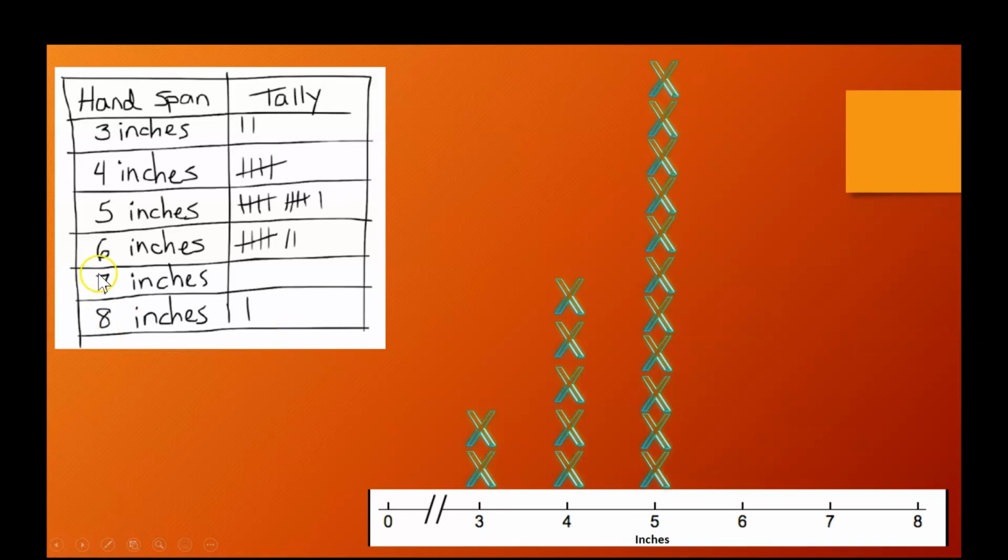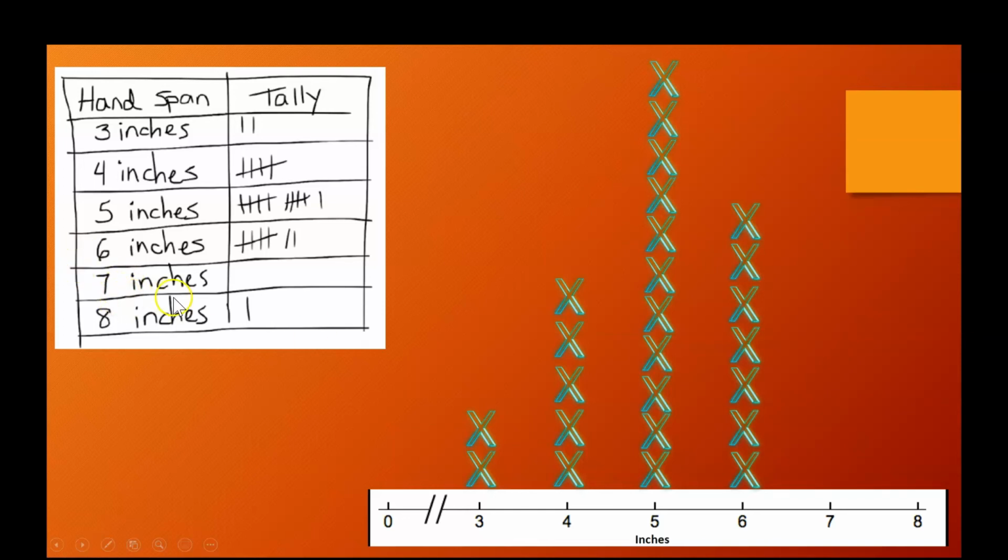How many x's do we need to put above the 6? Did you say 7? Excellent job. You saw a group of 5 plus 2 more. So let's put 7. 1, 2, 3, 4, 5, 6, 7.